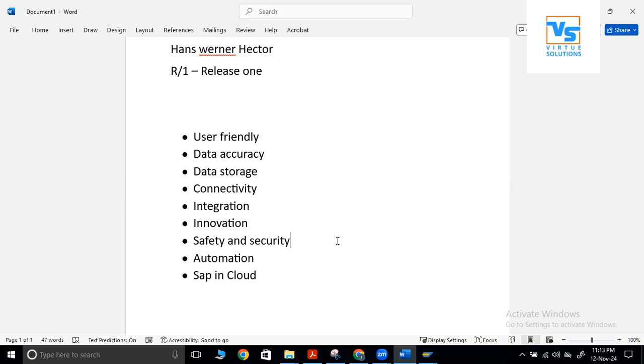In automation, multiple jobs and multiple programs would be running, and many transactions take place automatically.